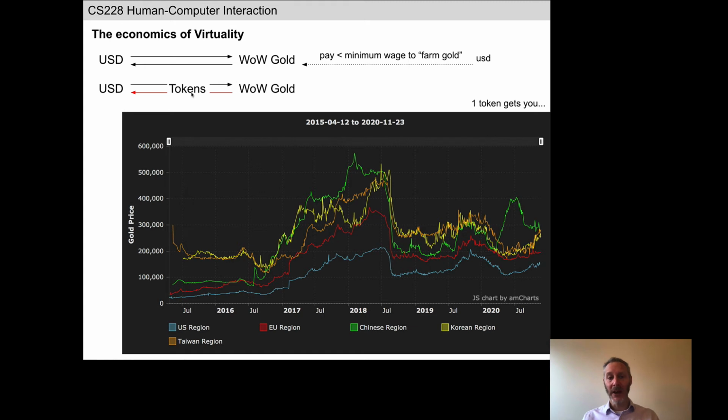So a few years back, World of Warcraft introduced tokens, which was, among other things, an attempt to try and stop the translation of World of Warcraft gold back into US dollars. So currently in World of Warcraft, you can buy into the game and you can purchase one or more tokens, which you can then trade in. At the moment, one token in World of Warcraft gets you a little less than 300,000 gold in the game.